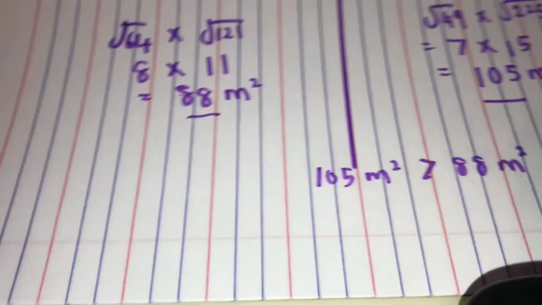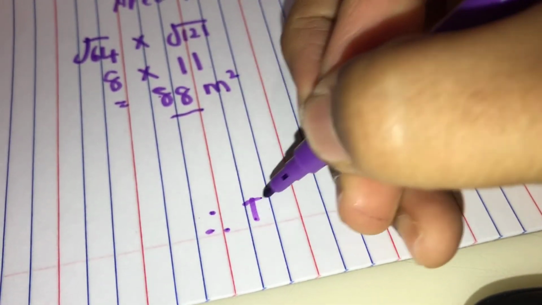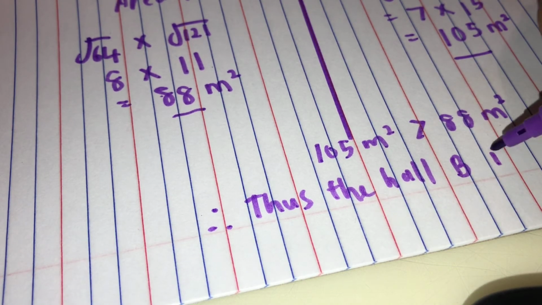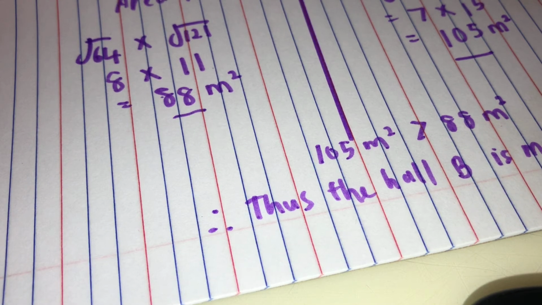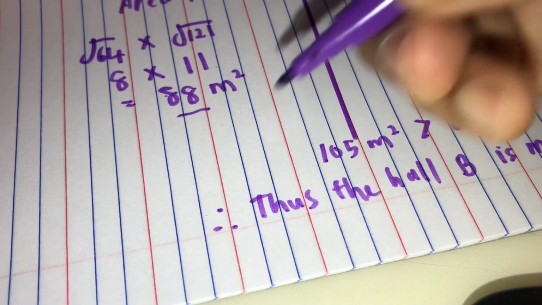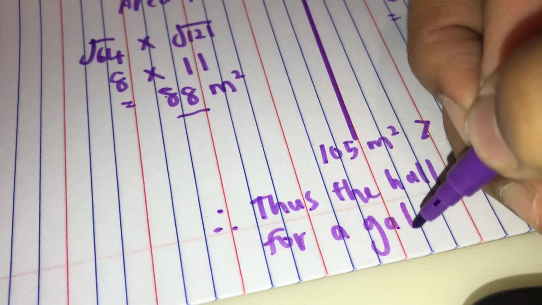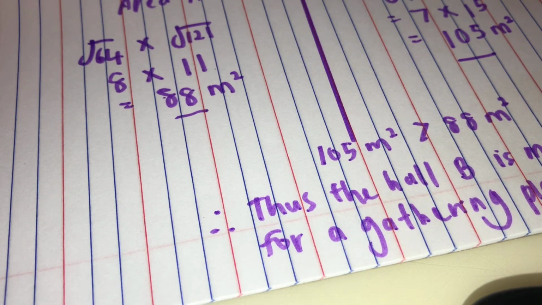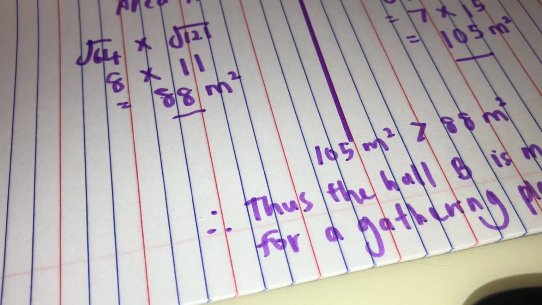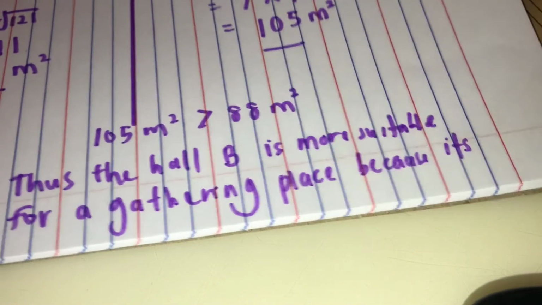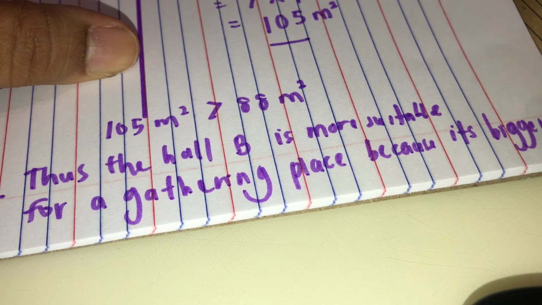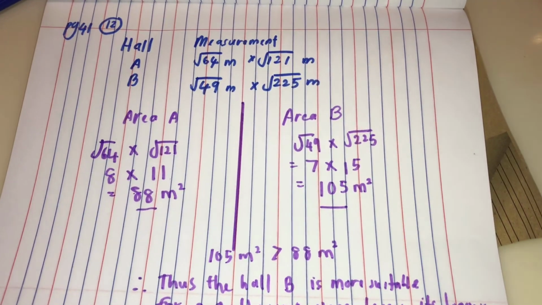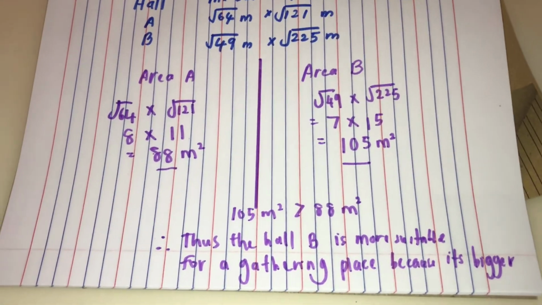So you can write here, thus hall B is more suitable for a gathering place because it's bigger. Okay, so you can write this answer for question 12 on page 40. Okay, this one is for question A.